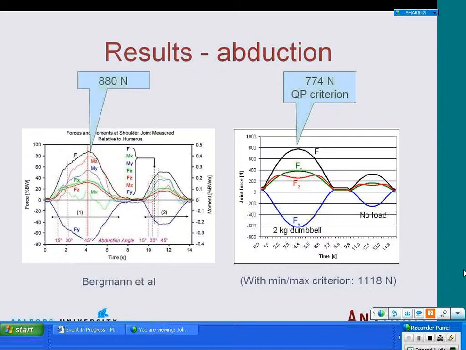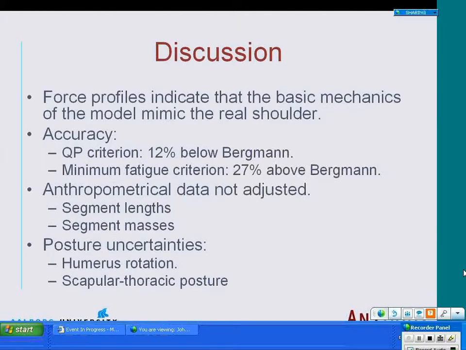And as I said, that is the criterion that will give you the smallest reaction forces out of all the different criteria that you might reasonably choose. If we do the same thing with the min-max criterion, then we get more reaction force, just as we anticipated. Then we get 1118 Newton. So if we sum up those results, we can see the following.